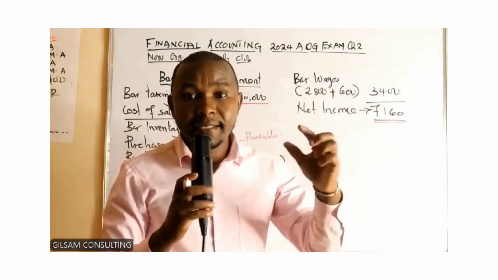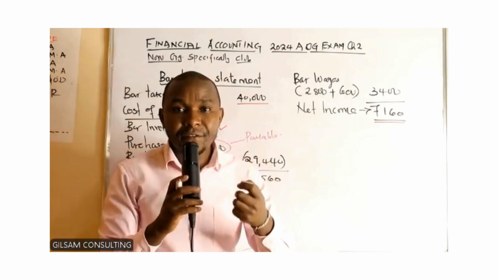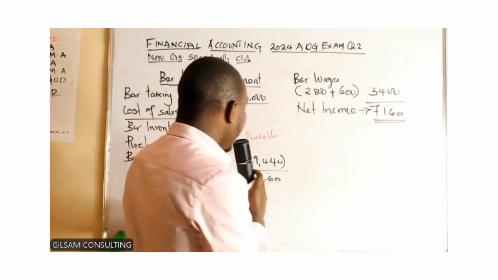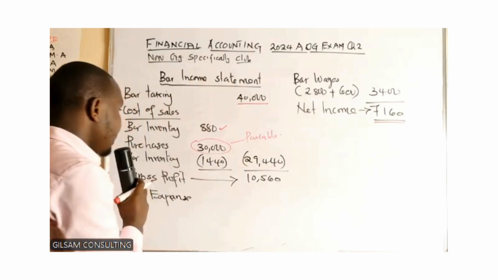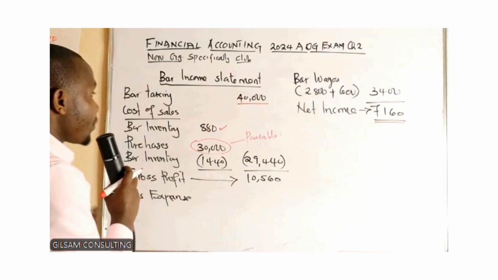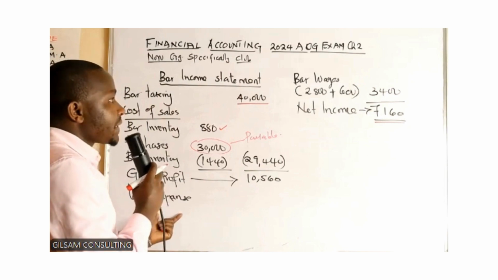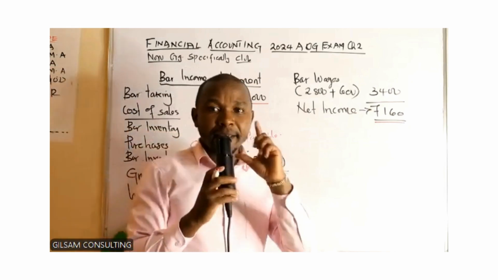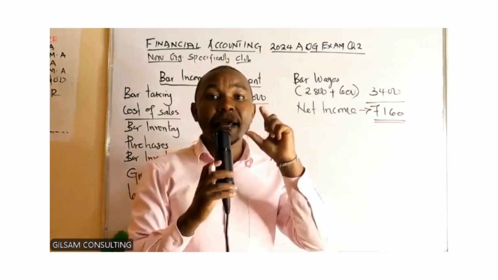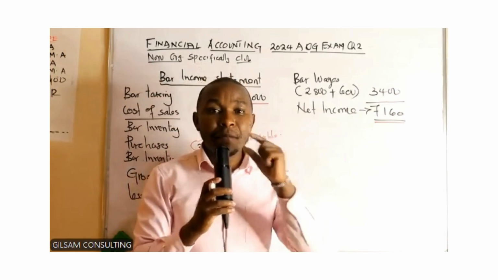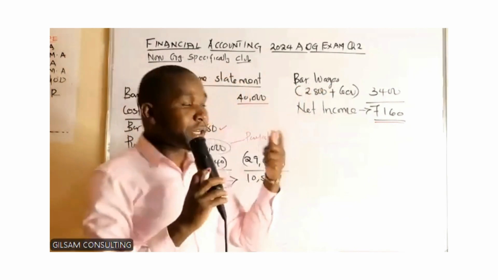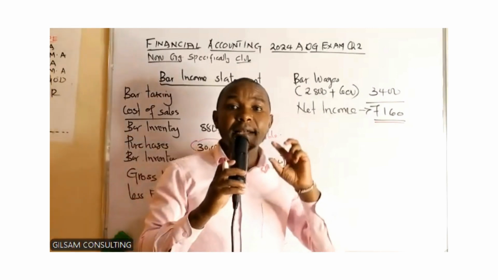So when we take the sales minus the cost of sales, we arrive at the gross profit. So we have our gross profit of 10,560. And if there is no other incomes, we go straight and subtract expenses. And you must be keen here. The only income and expenses which we account for in the income statement is the one with the name income. So we have the bar wages, which has an accrual element.